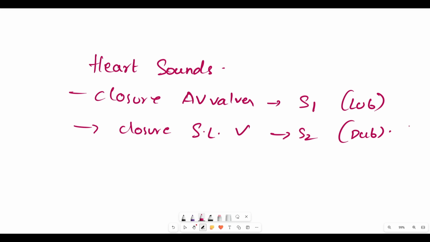So remember, valves do not actively contract. They simply respond to pressure changes. If pressure behind increases, they open. If pressure ahead increases, they close. That is how your heart beats nearly 1 lakh times a day without blood flowing backward.